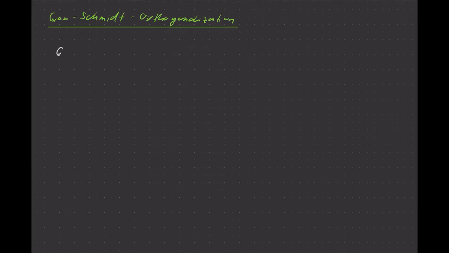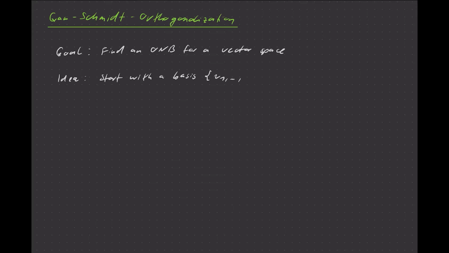So the goal here is to find an orthonormal basis for a vector space. The idea is the following. We'll start with any basis. So we assume the vector space is given by some basis, and we'll just call this basis V1 to Vn.